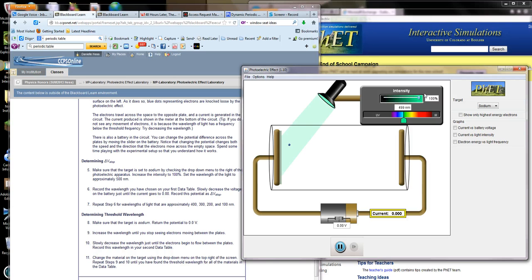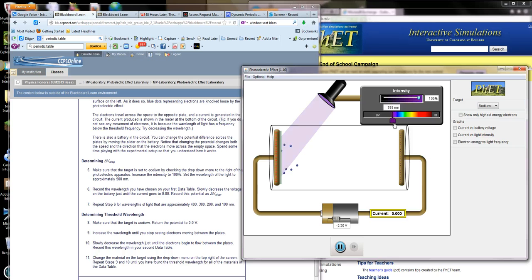You're going to increase the intensity to 100%, and then you are going to try to get this so that the current is 0. Now, you might be saying it is 0 right now, and it was showing up before. Sometimes this one is a little tricky. Keep moving it around to see if you can get the current to move. I've just had problems on this particular one.